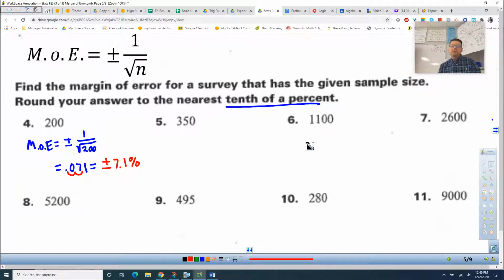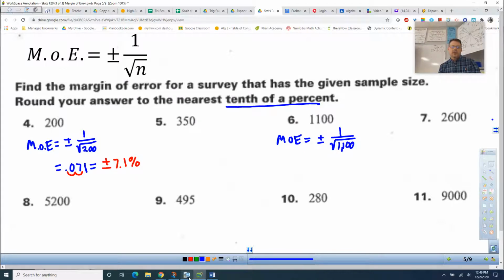Let me try 6 here. Okay, it's a pretty big number. It's a bigger number, and so I'm going to suggest that when we do this bigger number, that percentage should go down. Okay, so we're going to use our formula. I'm going to write that, of course. Margin of error equals plus or minus 1 over the square root of 1,100.